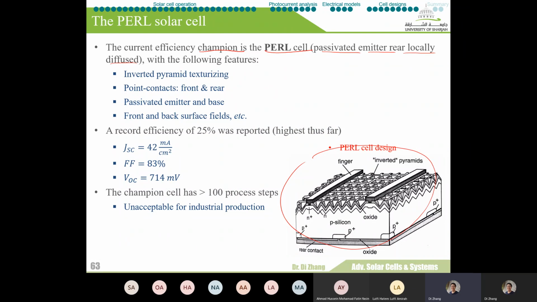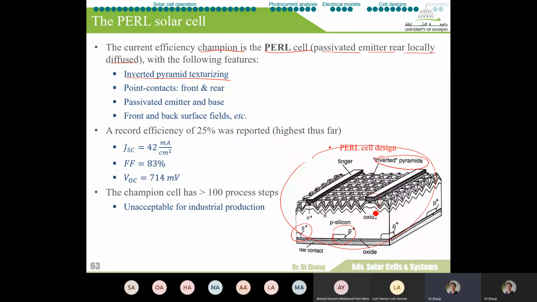So try to see what you can see from the diagram. What can you notice? What are the designs that we mentioned before? I gave some hints here. For instance, you can see from the pyramid structure here that we have surface texturizing incorporated into the front surface. And if you notice on the back side, we have the point contacts. We have the backside point contacts.